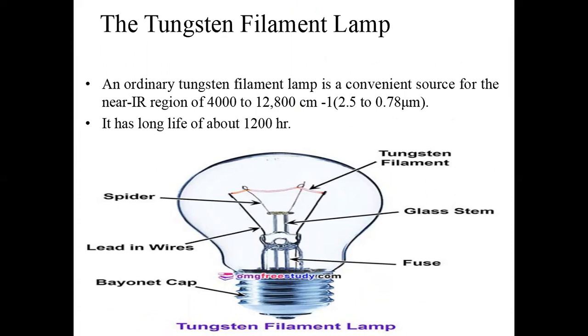And in this diagram, we can see the construction of the tungsten filament lamp. There is a spider present at the upper side, and leads are present in wires, and at the bottom side there is a bayonet cap, and at the middle side there is a fuse, and a glass stem is also present, and at the upper side there is a tungsten filament.